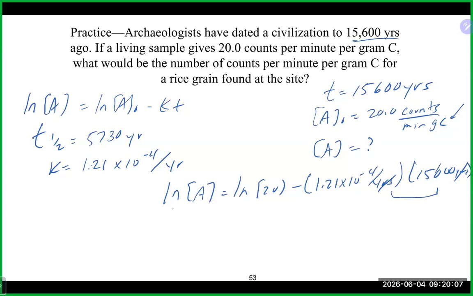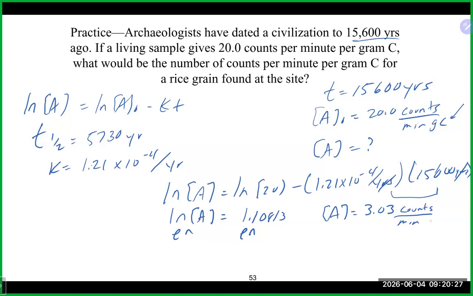That gets us the natural log of A equal to 1.10813. We're going to exponentiate both sides, and we end up with 3.03. And again, the units would be the same as before, counts per minute per gram of carbon.